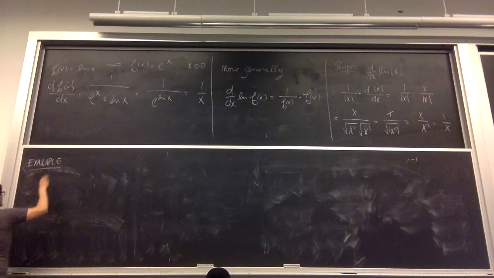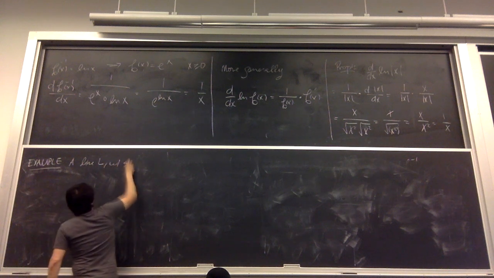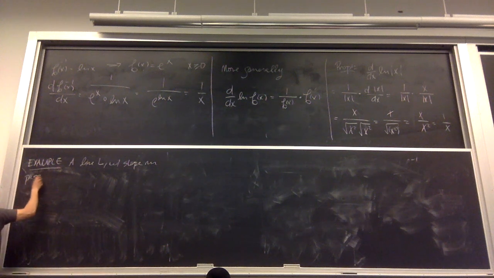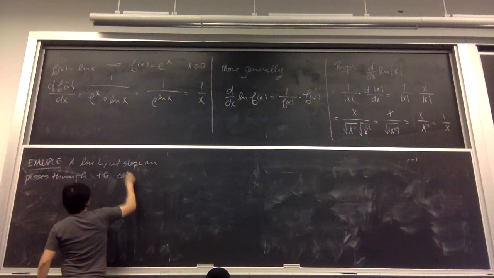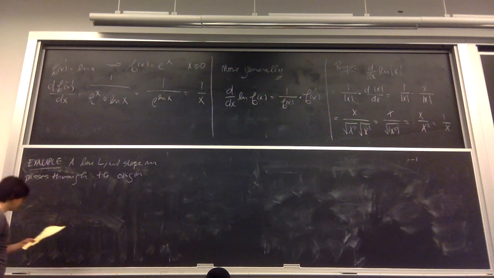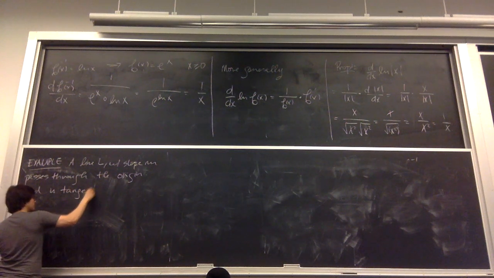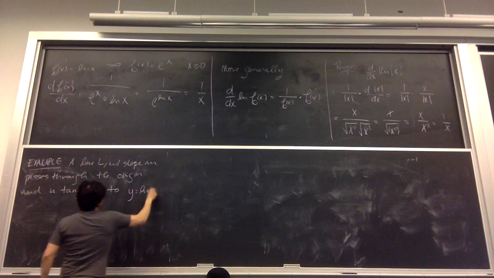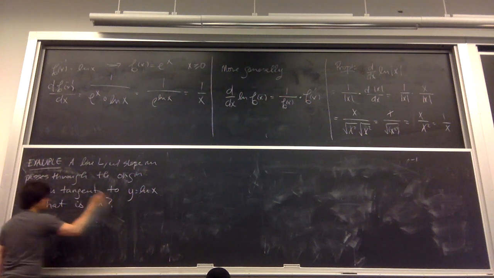Exercise, I guess. Okay, a line L with slope M passes through the origin and is tangent to y equals ln of x. What is M? Okay, think about this for a bit.